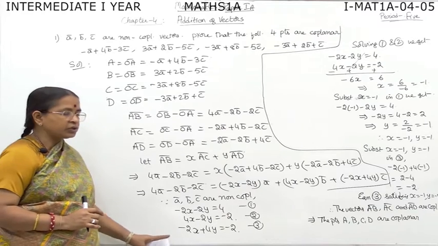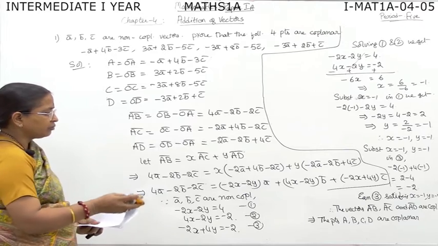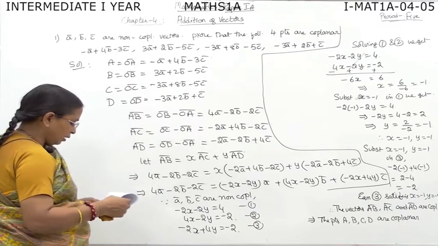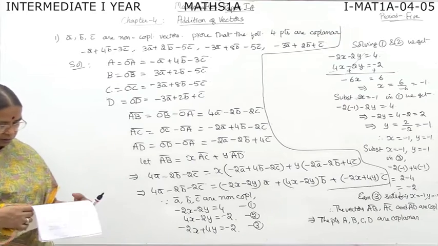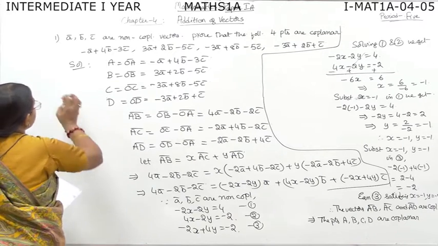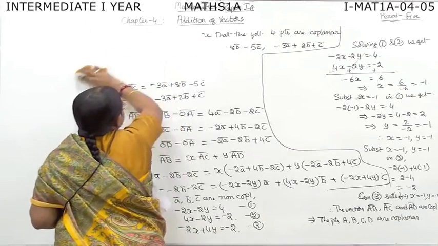They have a unique solution. So the 4 vectors are coplanar. So the 4 points are coplanar. If the third equation is not satisfied, then they are non-coplanar. That is the procedure. Okay, next problem. Again, this problem is very important for 4 marks.